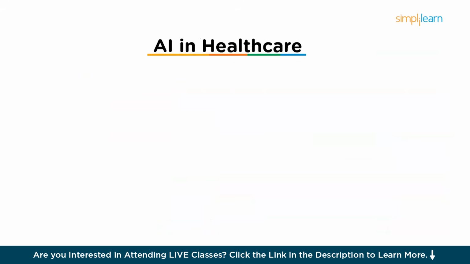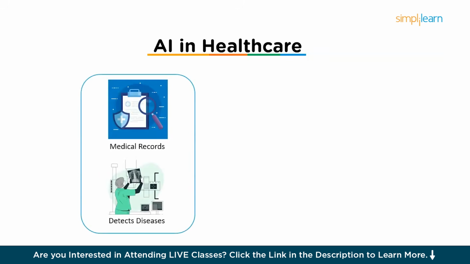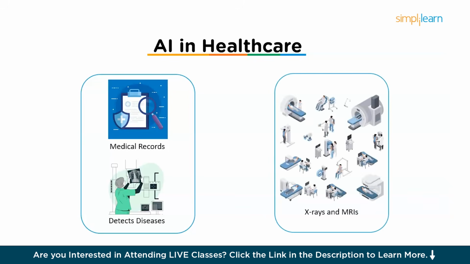Now moving on, we have AI in healthcare. For example, IBM Watson, Google DeepMind Health, and others. And how do they work? AI analyzes medical records, detects diseases, and assists in diagnostics using deep learning and medical imaging. For example, AI helps radiologists detect early signs of cancer in X-rays and MRIs.